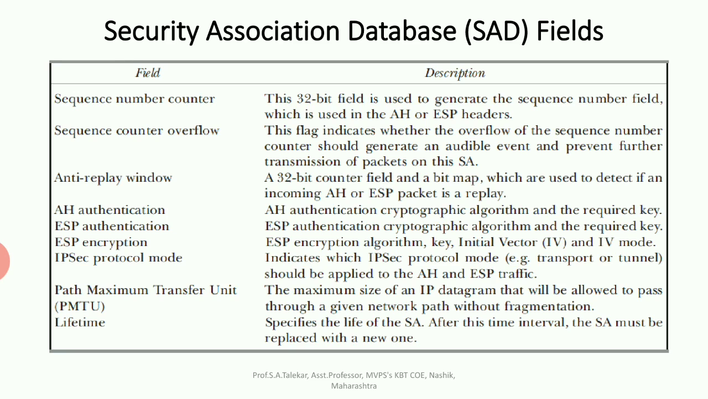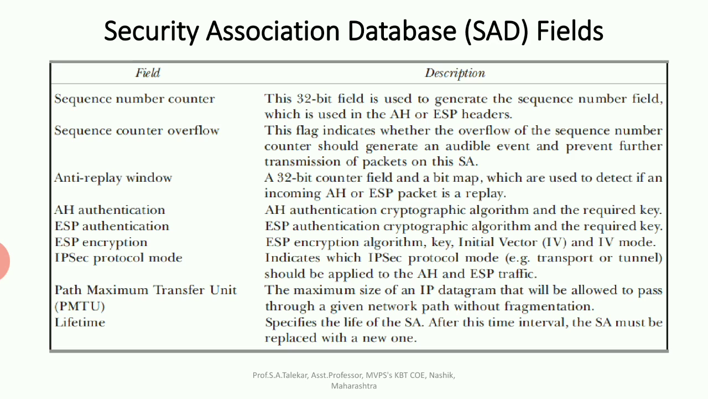The first one, sequence number counter. This 32-bit field is used to generate the sequence number field, which is used in the AH and ESP header. Sequence counter overflow: this flag indicates whether the overflow of the sequence number counter should generate an auditable event and prevent further transmission of packets on this security association. Anti-replay window: it is a 32-bit counter field and a bitmap, which are used to detect if an incoming AH or ESP packet is a replay.